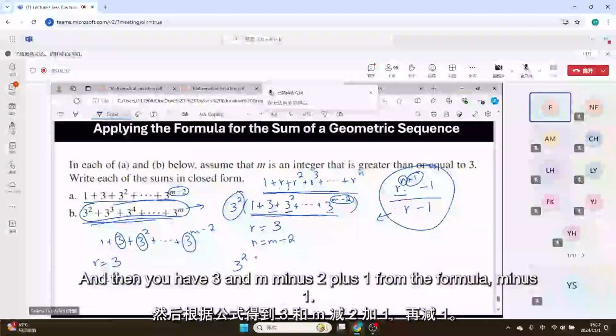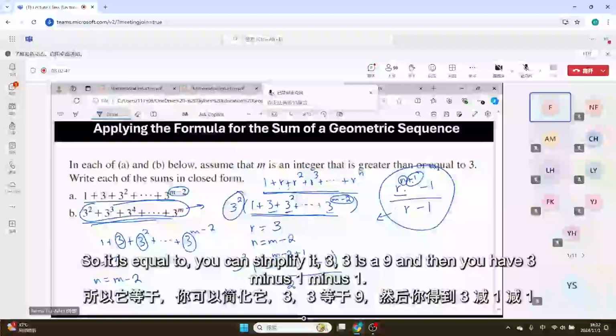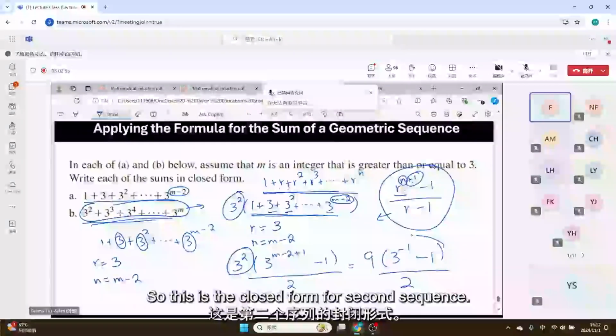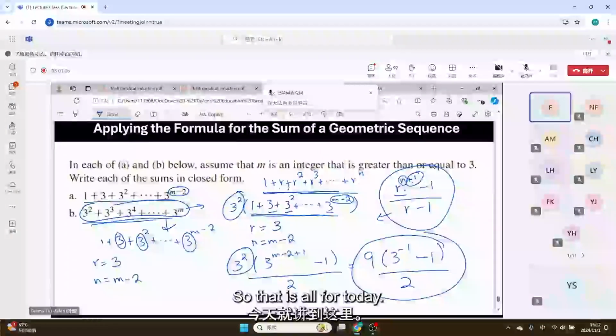And then you have 3 to the power m minus 2 plus 1 from the formula, minus 1, and then you have 3 minus 1, which is 2. So you can simplify it: 3 times 3 is 9, and then you have 3 to the power m minus 2 plus 1, minus 1, over 2. So this is the closed form for the second sequence. It's the same thing: first you have to convert into the sequences and then apply the formula.